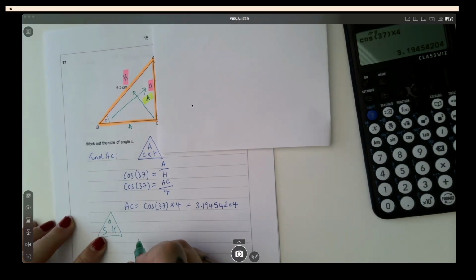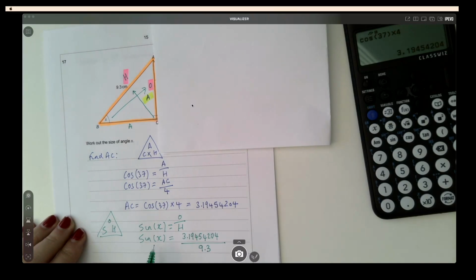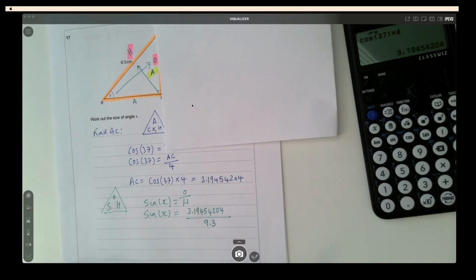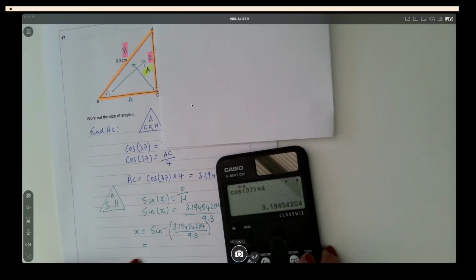S stands for sin. So sin X equals the opposite over the hypotenuse. The opposite we've worked out up here. So sin X equals 3.19454204. And the hypotenuse we know is 9.3. The issue is here we're finding X. So we're going to have to do the inverse sin of all of this. So 3.19454204 over 9.3. So that's what we're going to stick in our calculator.